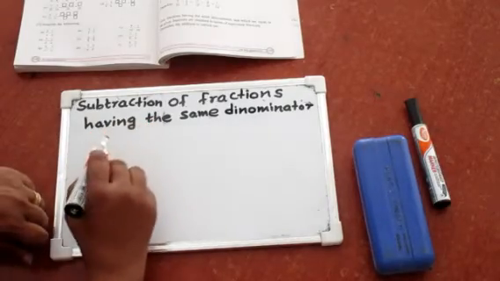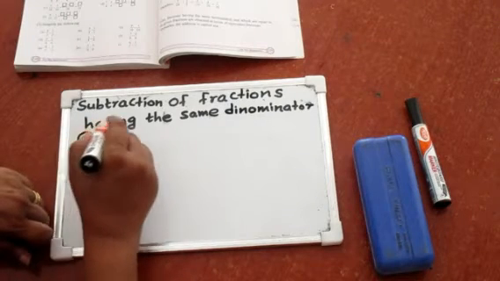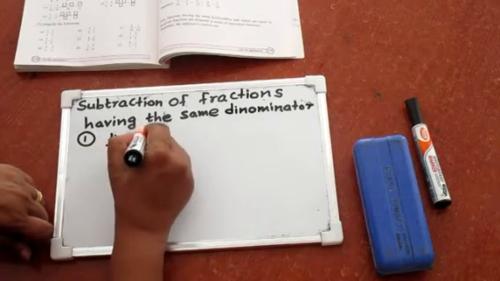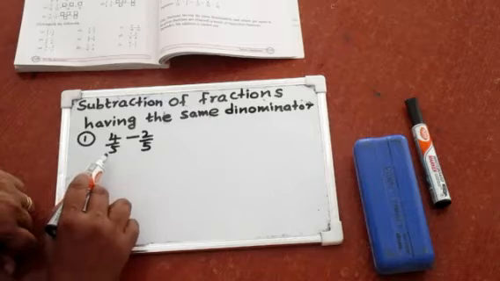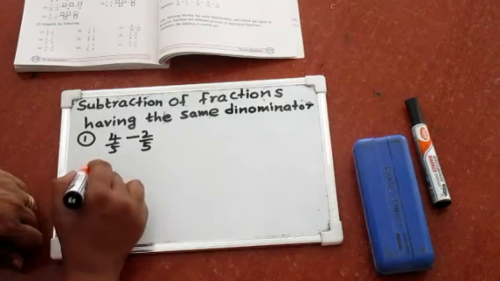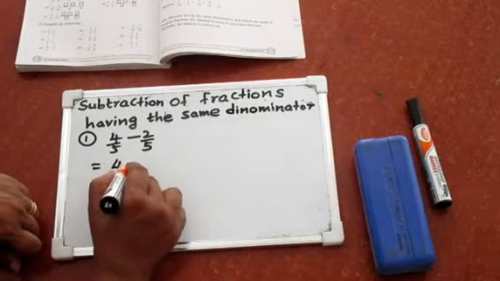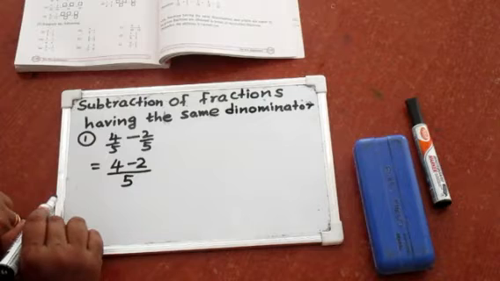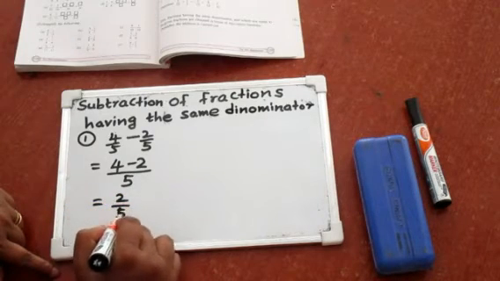Let's do subtraction of fractions having the same denominator. See example 1: 4 over 5 subtract 2 over 5. Now you can see these fractions' denominators are equal. So we have to subtract the numerators. Write this step in this way. Then the answer is 2 over 5.